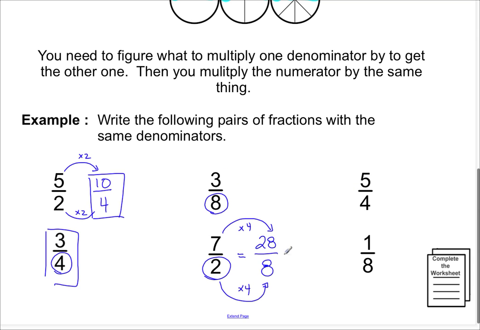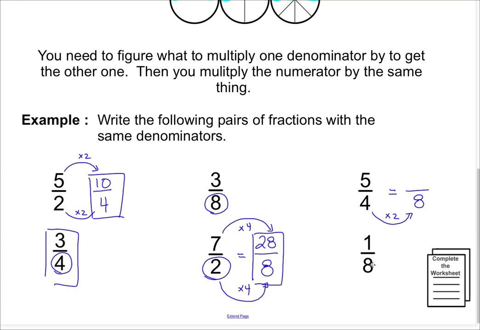So now I have 2 fractions. This is exactly the same fraction as the one I started with, the 7 halves, but it has a denominator of 8. And one more here. What are we going to turn our denominator into? Well, I can't turn 8 into 4 because 4 is smaller than 8, but I can go the other direction. I can turn 4 into 8. So if I'm going to turn 4 into 8, I've got to figure out what I multiply by.